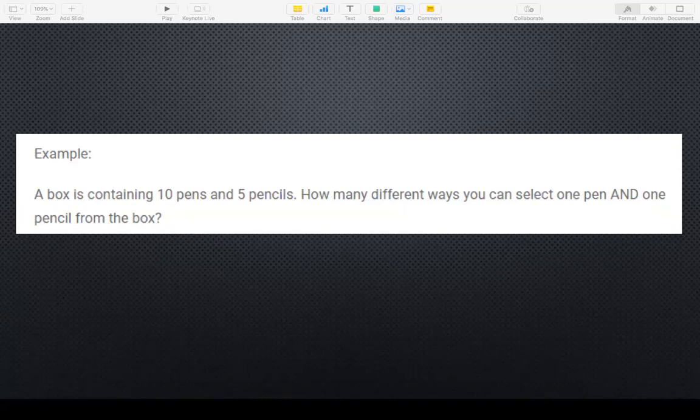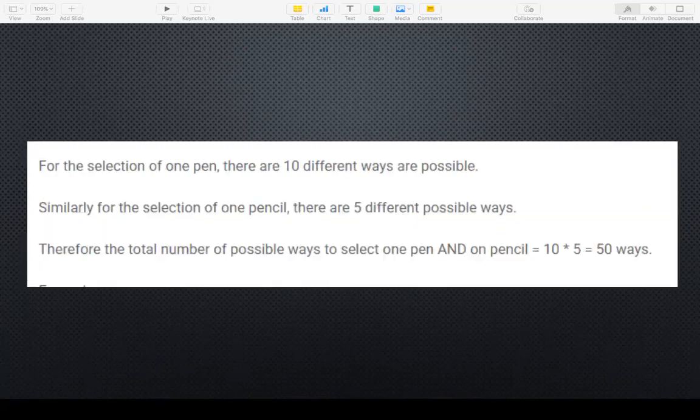But are we talking about arrangements in this question? No, we are not talking about arrangements. So factorial will not come into play here. Now the question was, how many different ways can you select one pen? How many pens do we have? We have 10 pens. So from 10 pens, in how many ways can you select one pen? That is 10, right? You can go for either of the pens. So for the selection of one pen, there are 10 different ways. Similarly, for the selection of one pencil, there are 5 different ways. And thus the total number of possible ways to select one pen and one pencil is 10 into 5, 50.